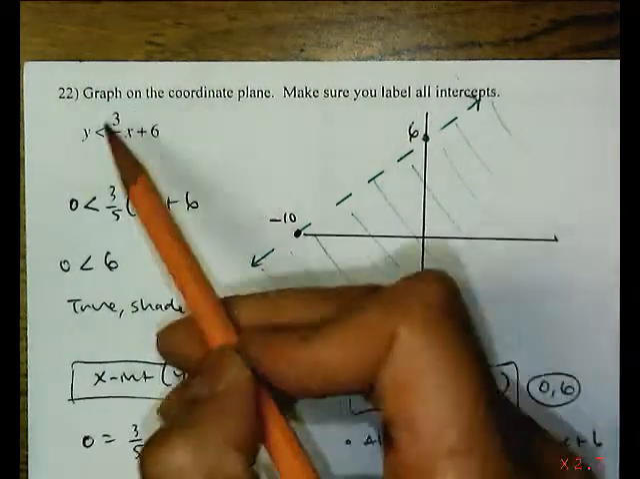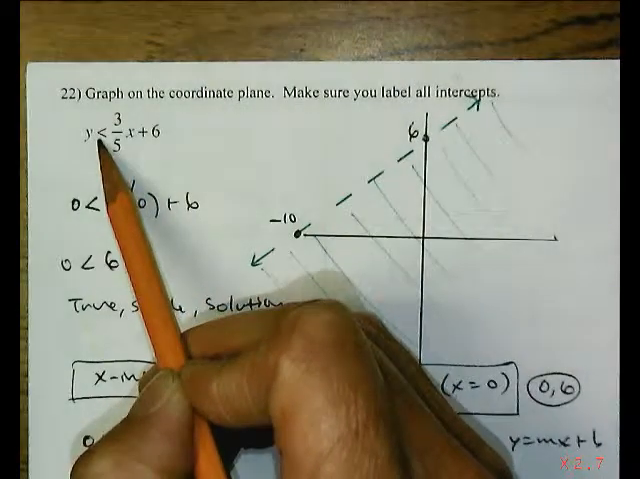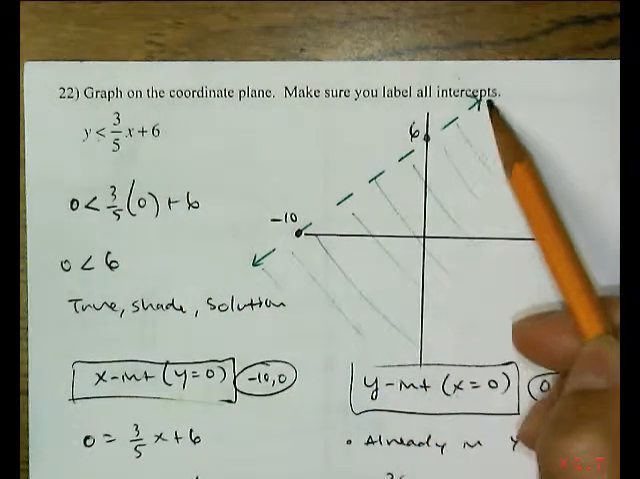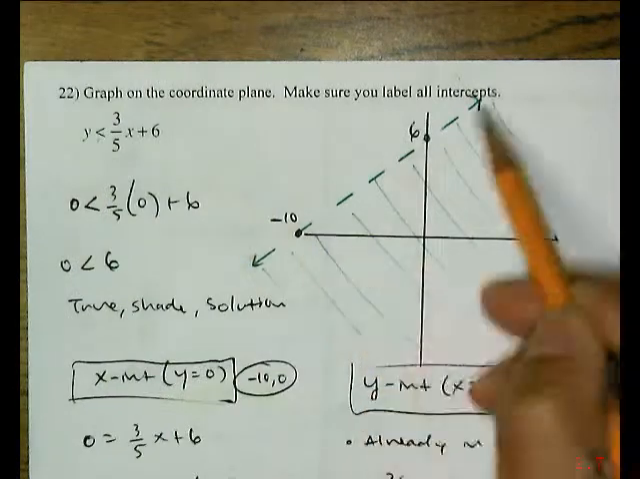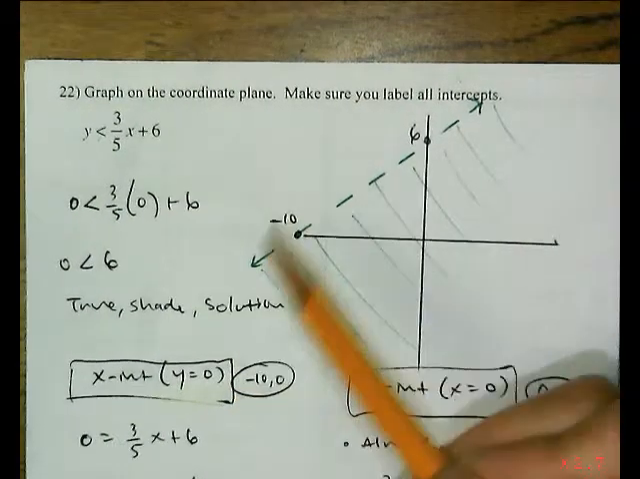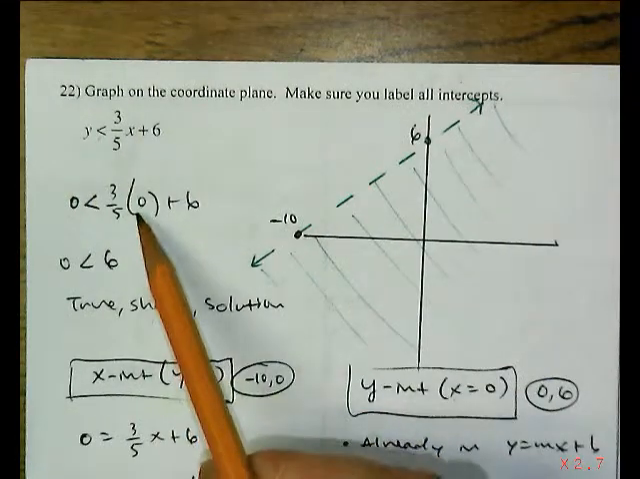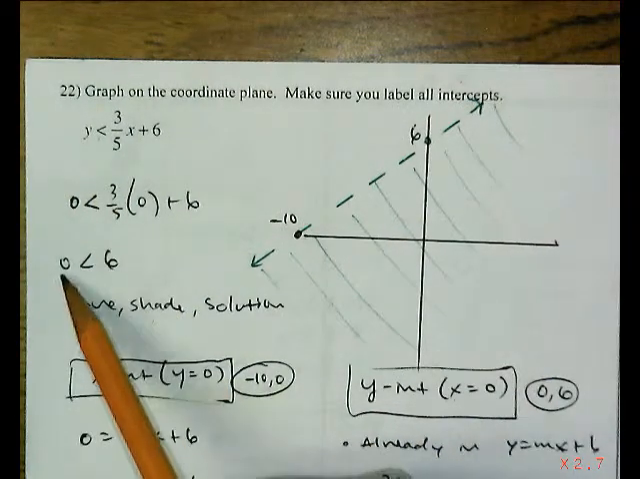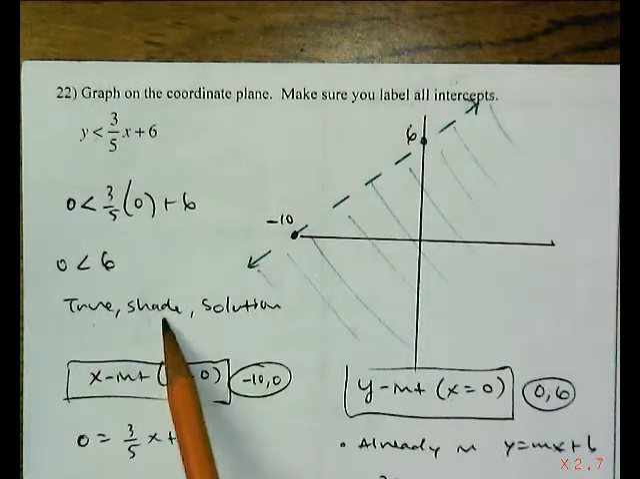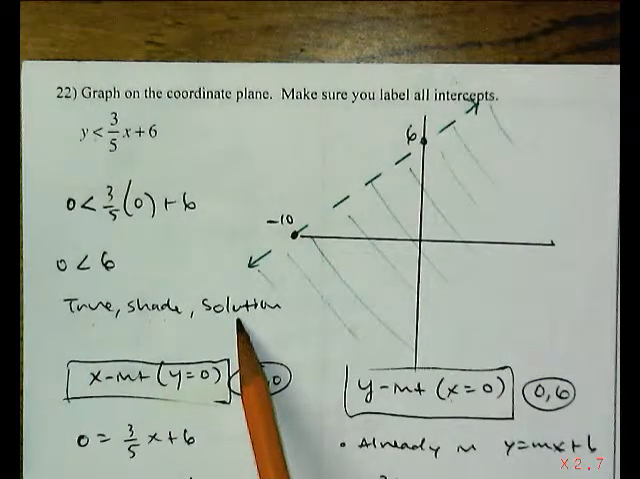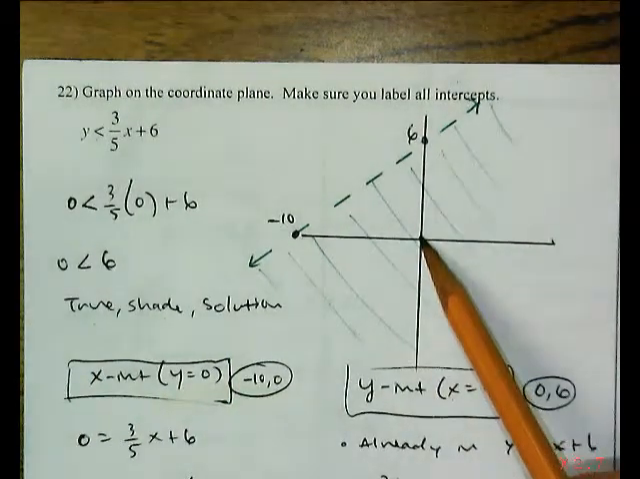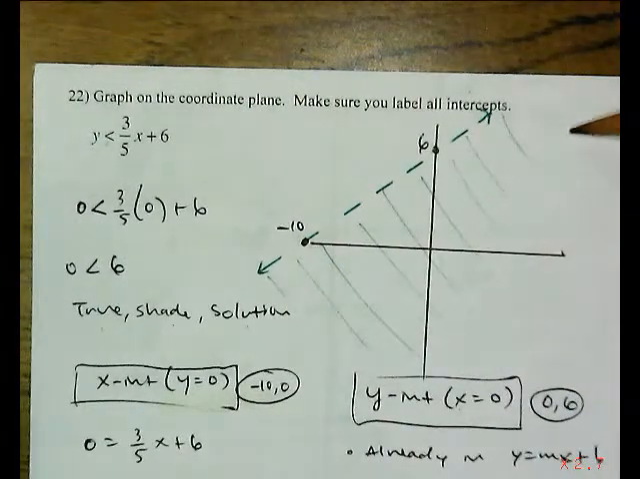So now I know that it's less than. It should be a dotted line. If it was less than or equal to, then it should be solid. Now I'm going to use my test point to understand where I shade. So I substitute (0, 0). That's my test point. 0 times 3 is 0. So 0 is less than 6. This is true. We shade it. That's a solution. So (0, 0) here is your solution. So you shade all of that region.